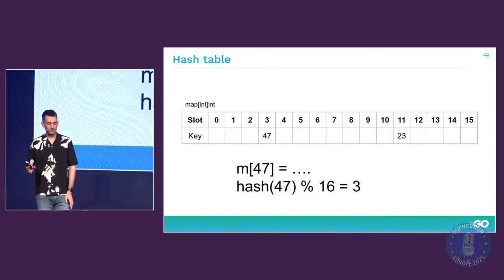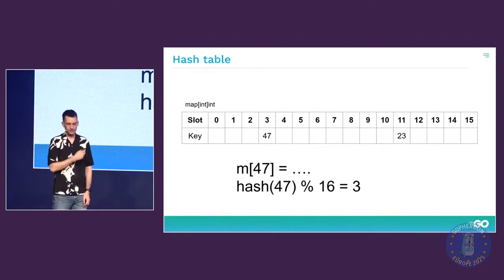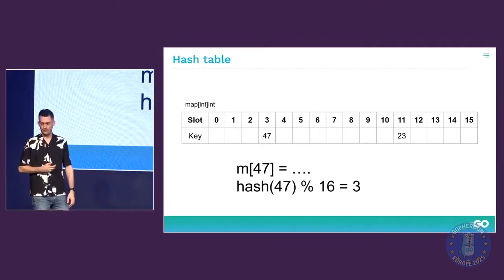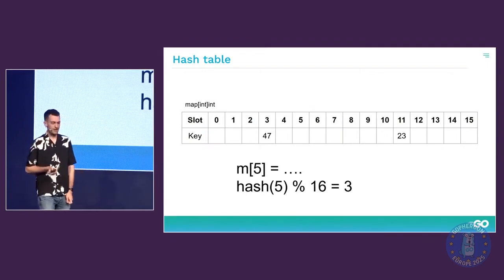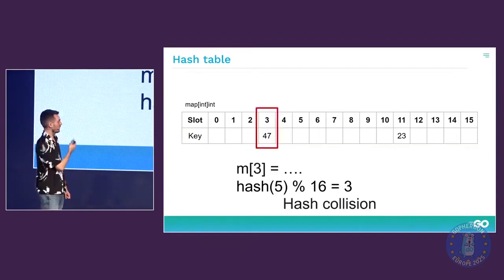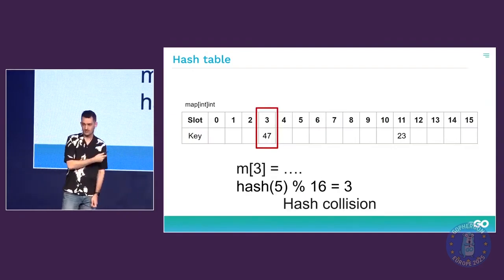So let's insert a couple more. This time we'll insert 47, which our hashing function says goes to slot 3. So we put that in slot 3. One more, we will insert 5. Our hashing function says that goes to slot 3. Unfortunately, we already put something in slot 3, so we can't use that. And this is called a hash collision.